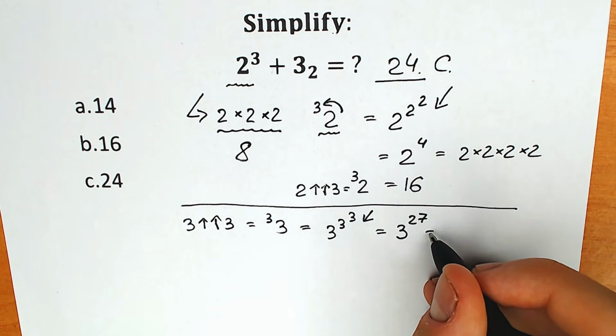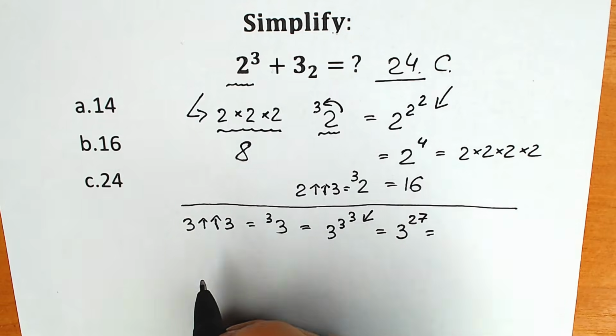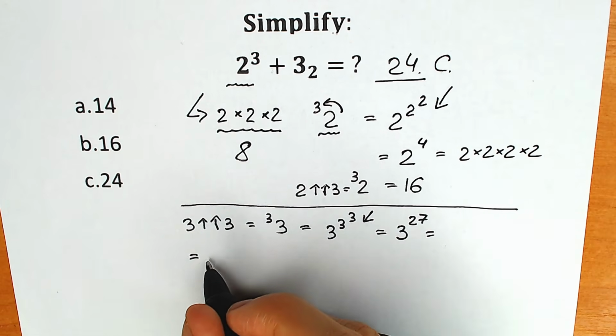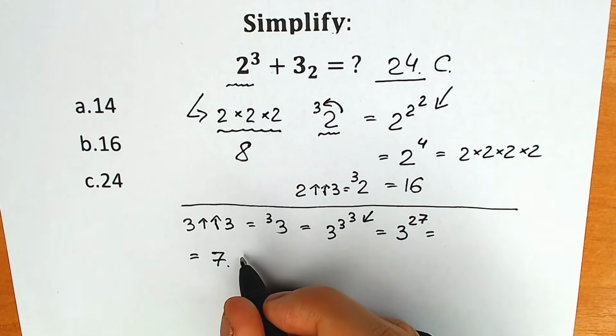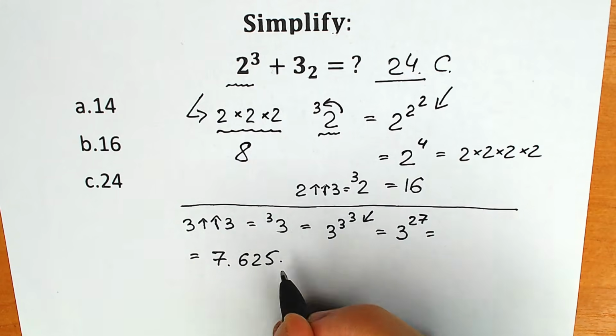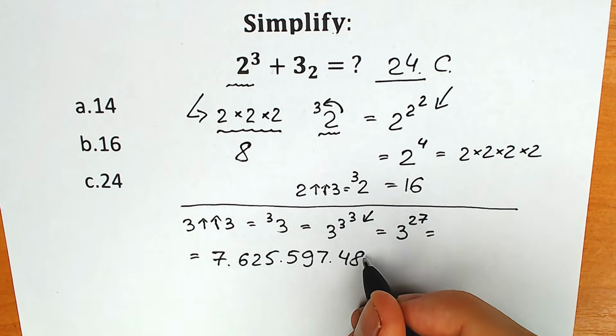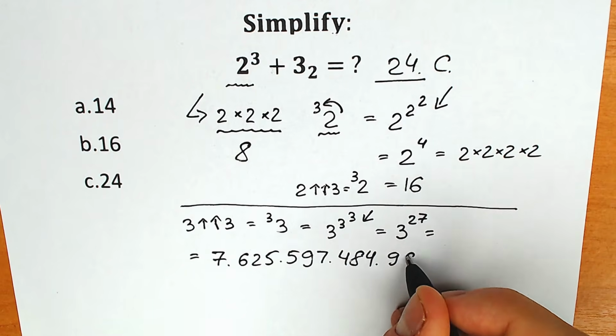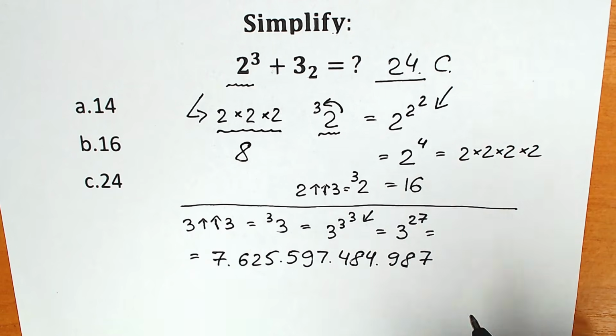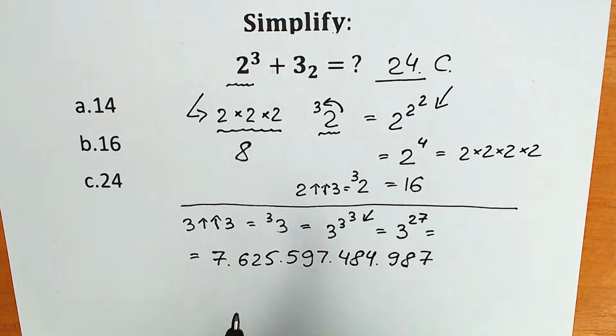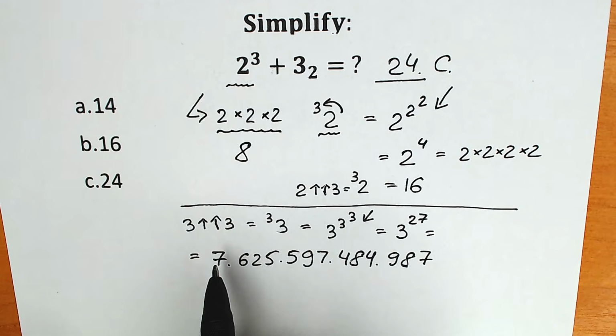So as a result, 3 to the power 27, I find this exact value for you. This is 7,625,597,484,987. So an extremely huge number. But as I said before, this tetration grows extremely quickly.